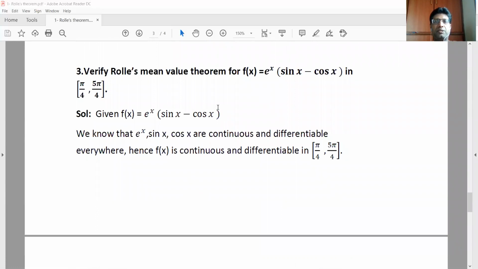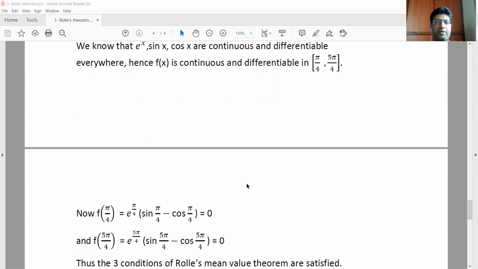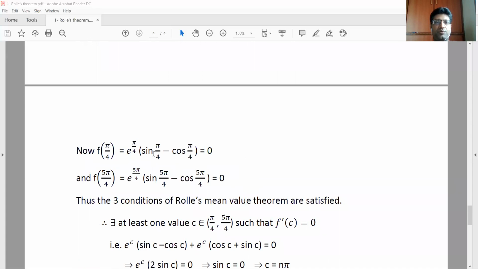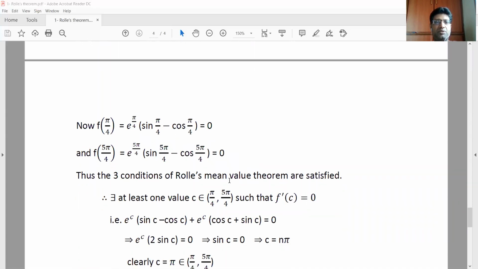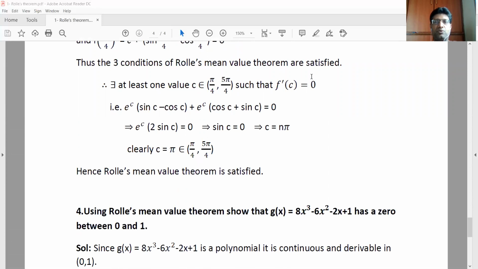Next, verify Rolle's theorem for f of x equals e power x into sin x minus cos x in this interval. First check for continuity. Clearly it is continuous as well as differentiable because e power x, sin x, cos x are everywhere continuous and differentiable. Next, calculate the value of the function at the endpoints. f of pi by 4 and f of 5 pi by 4, if you calculate, clearly it is 0. That means it is satisfying the conditions of Rolle's theorem.